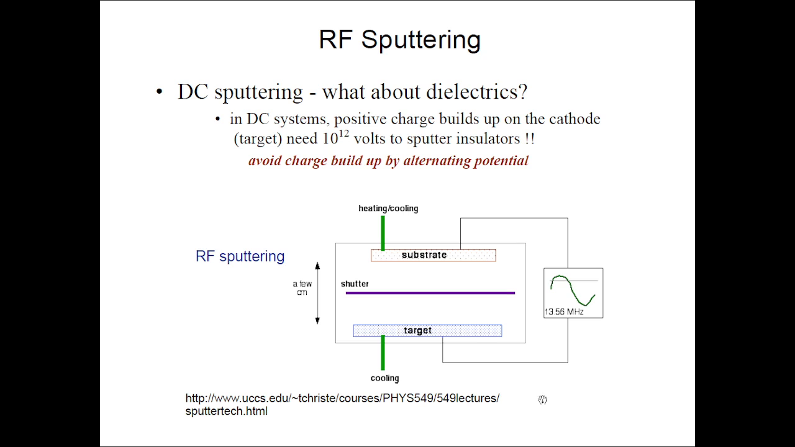In RF sputtering, the setup is the same, but the voltage applied across the substrate and target will be an AC voltage at a frequency of 13.56 megahertz. It is the standard frequency that is utilized in order to sputter by RF.